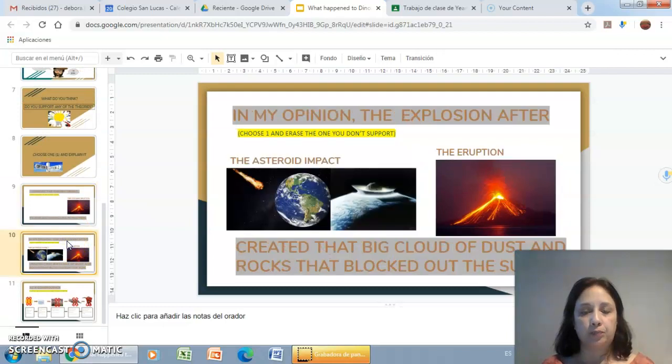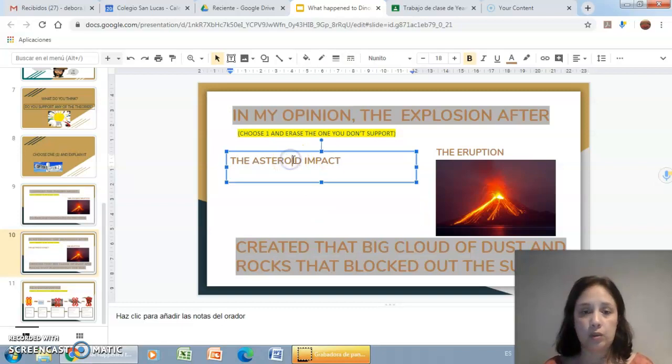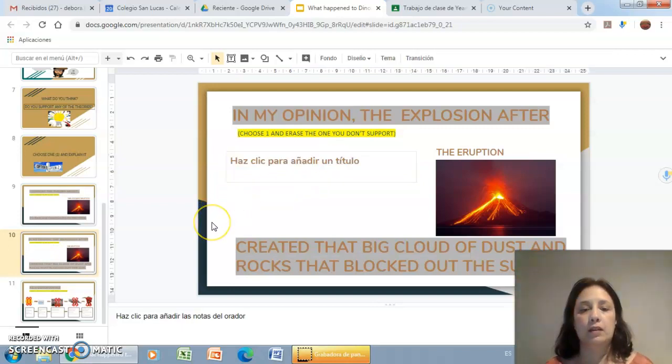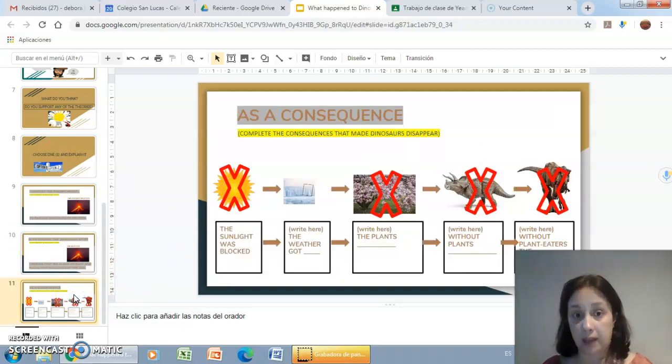Let's continue. And now, in my opinion, the explosion after, and I will have to choose again one and erase the other one that I don't support. As I said before, I think the volcanoes caused the extinction. So again, I will erase the one of the asteroid, the one that I don't support. So I will erase it. And that's the final slide. In my opinion, the explosion after the eruption created that big cloud of dust and rocks that blocked out the sun. Let's go to the last slide and the end of your work.